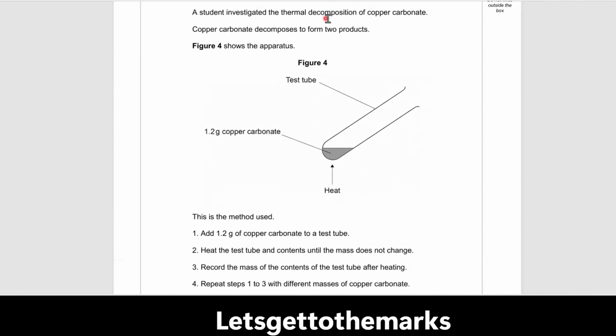A student investigated thermal decomposition. Think about that word thermal. It means heating. Decomposition means breaking. So breaking something with heat, of copper carbonate. Copper carbonate decomposes, breaks, to form two products. Figure 4 shows the apparatus. We've got a test tube here, we've got a heat source, and we've got 1.2 grams of copper carbonate in there.